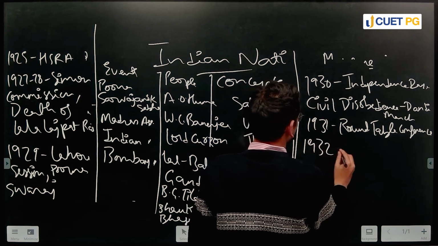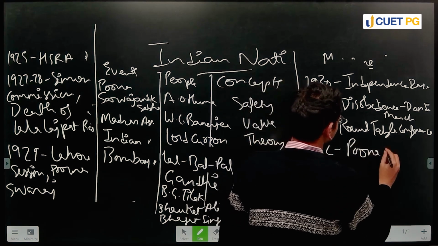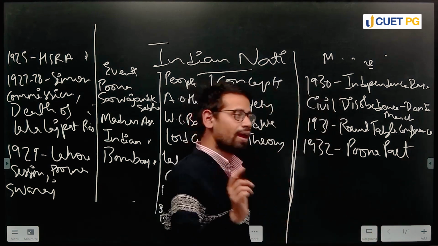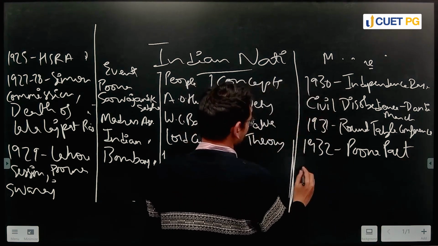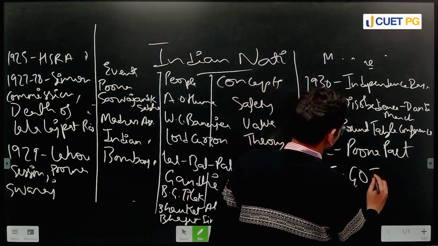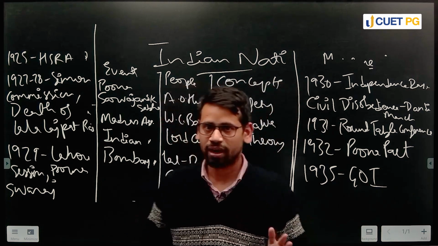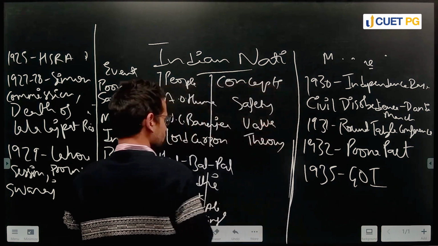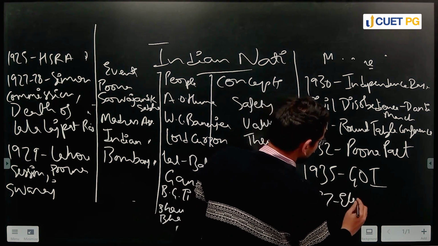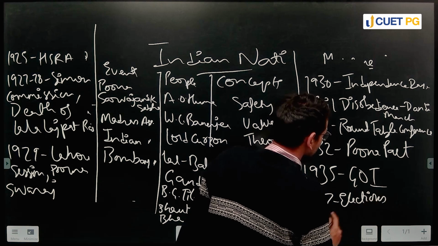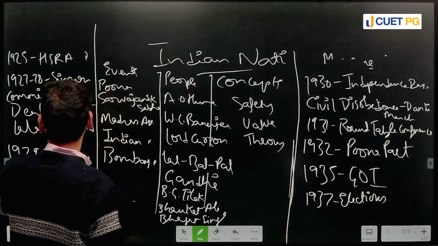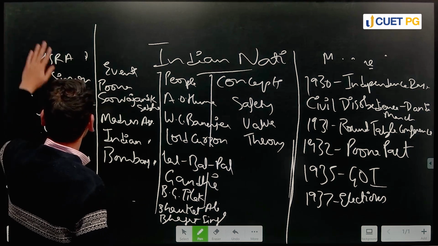1932, Poona Pact between Ambedkar and Gandhi. 1934, end of civil disobedience movement. And 1935, the Government of India Act, which provided a hierarchy at the center for the government. 1937, for the first time elections happened. Congress won the election in a major way, and Muslim League just won 2 seats, which led them to formulate this idea of the two-nation theory.